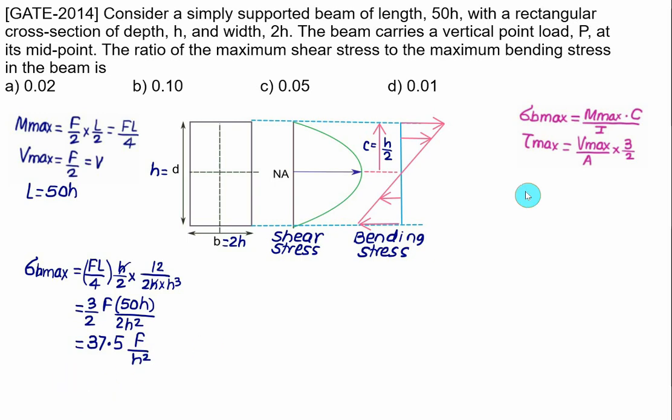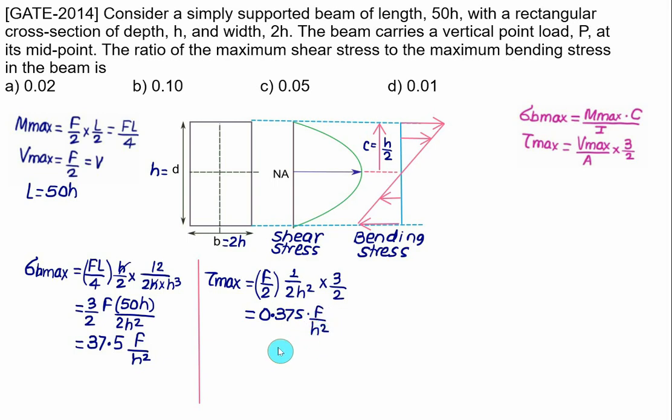Similarly, we can calculate here the maximum shear stress. Maximum shear stress will be tau max. This time we have maximum value of a shear force is equal to F by 2. So we have F by 2 divided by area. Area is equal to 2H multiplied by H, that is 2H square, and it is further multiplied by 3 by 2. So we have 3 divided by 2. Again we'll get this time 3 divided by 8. 3 divided by 8 is same as 0.375 multiplied by F divided by H square.